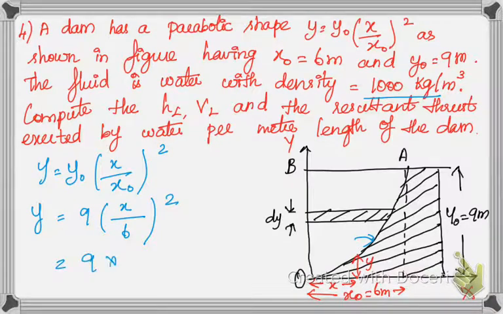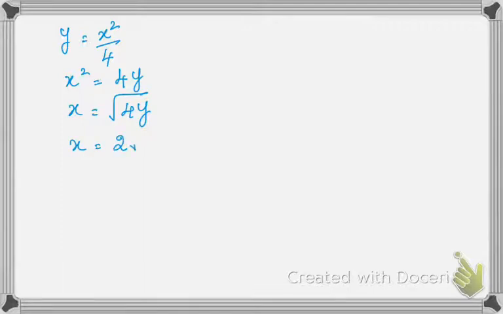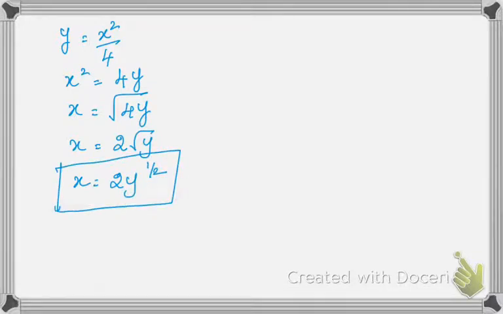So I am writing 9 into x squared by 36, and when I cut it down it becomes 4. So y is equal to x squared by 4. So x squared is equal to 4y, where x is equal to root of 4y. So x is equal to 2 root y, or I can write it as x is equal to 2y power half. This is going to be the equation, and they have given the width of the dam to be 1 meter. Let me take B as 1 meter, so I can write it here.